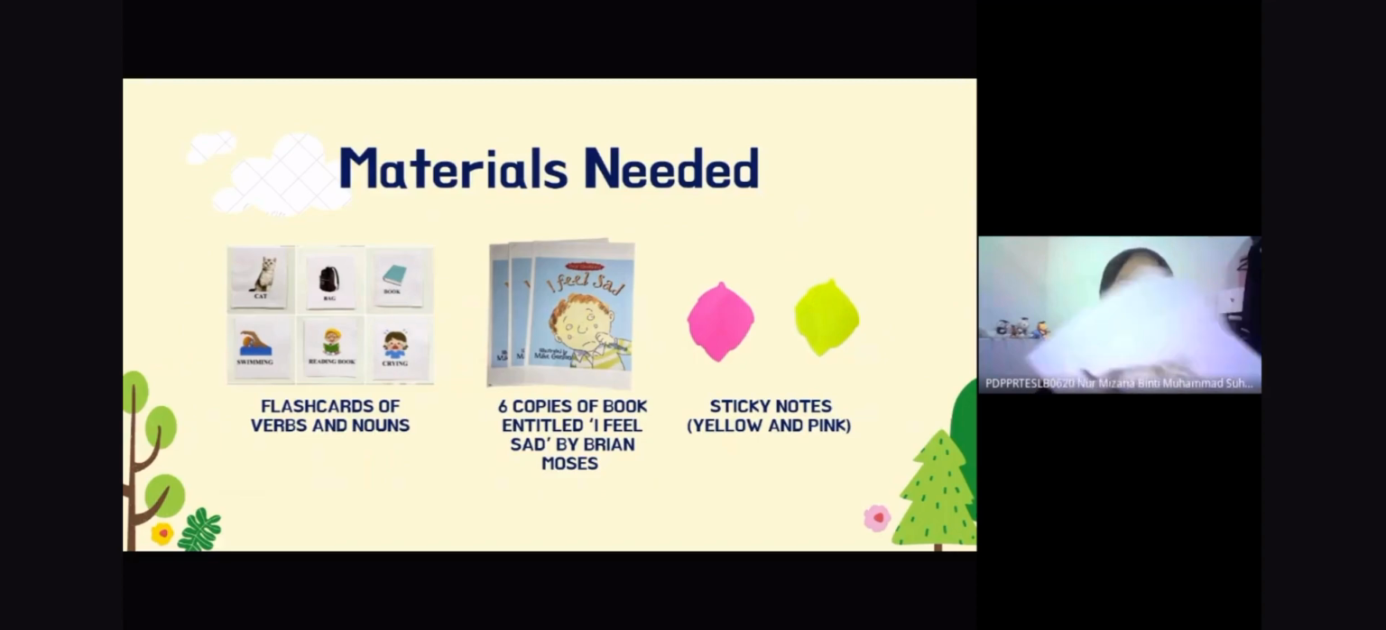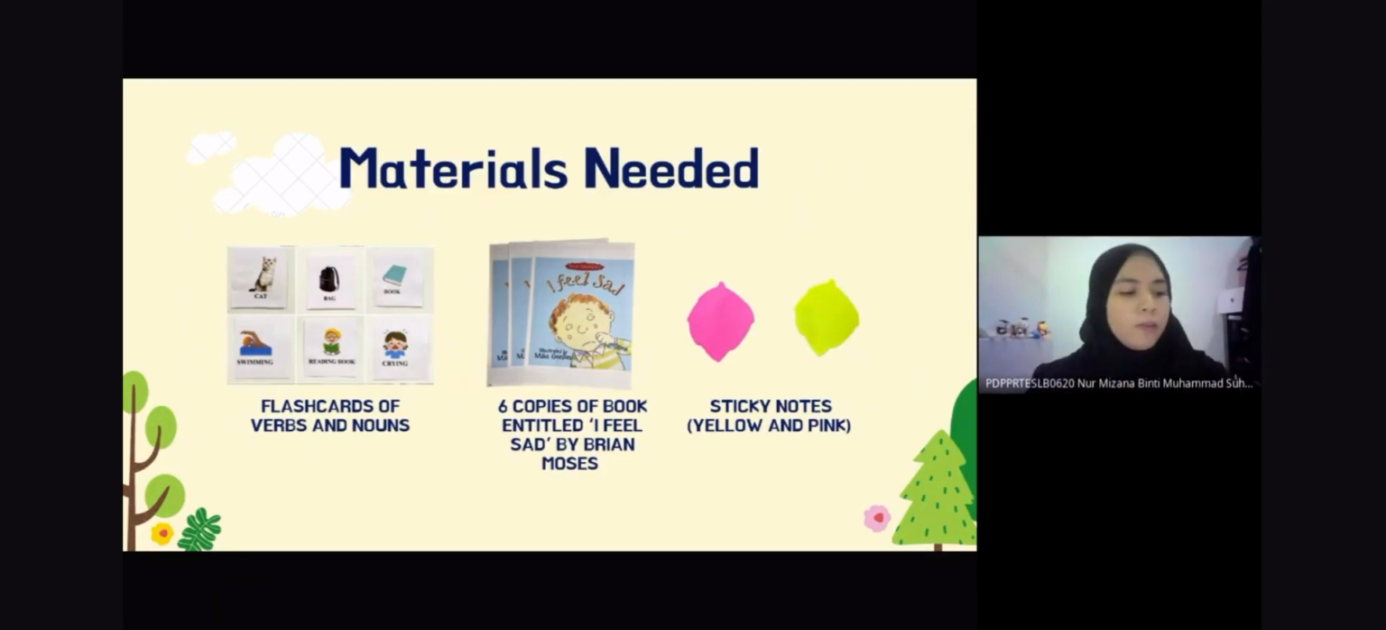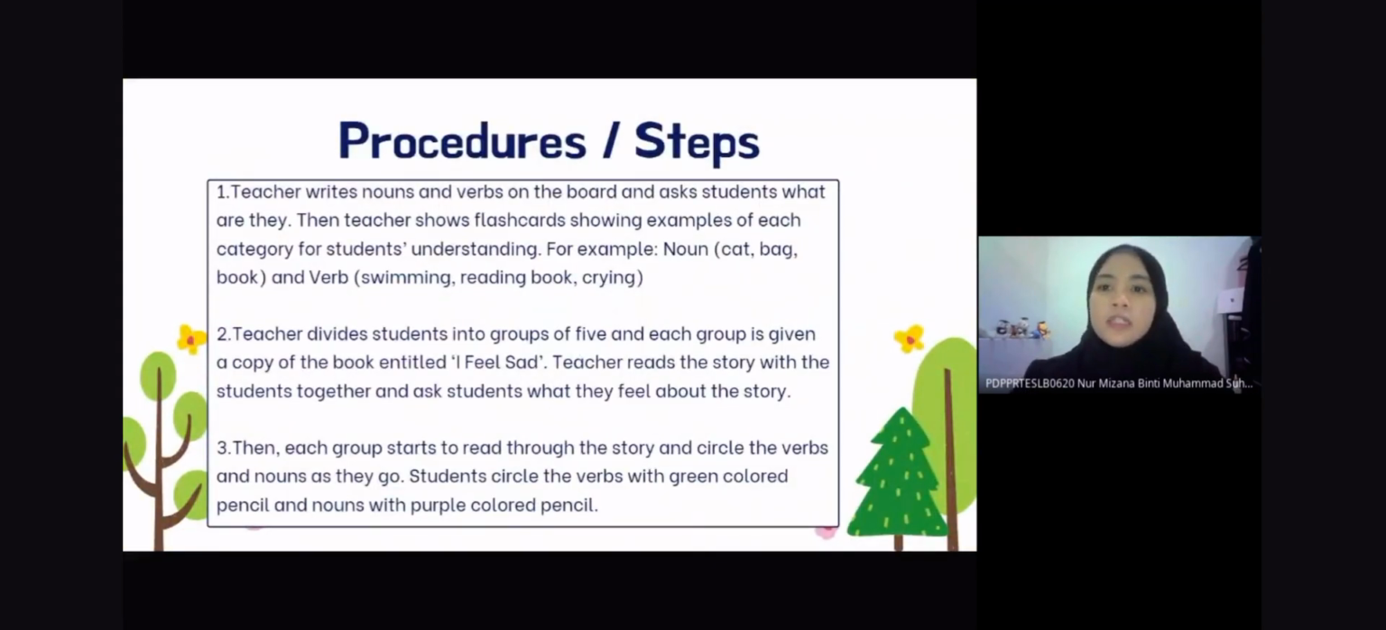So I have this here. We have these 6 flashcards, and also we'll be needing copies of the book entitled I Feel Sad by Brian Moses. This is the book that we have chosen. We have 6 copies, and we also have the sticky notes of yellow and pink colored. So these are the materials needed for the activity. Now let's start the activity.